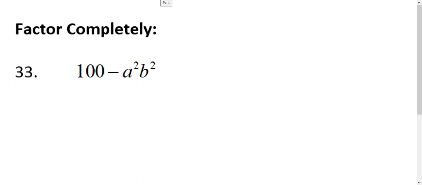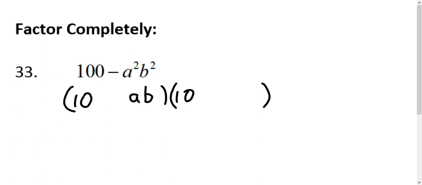Factor completely. Since this 100 is a perfect square, there's a minus in between, that's a difference of squares. That goes to the two sets of conjugates. Square root of 100 is 10, so 10 and 10. And then a squared, b squared, square root would be just ab.